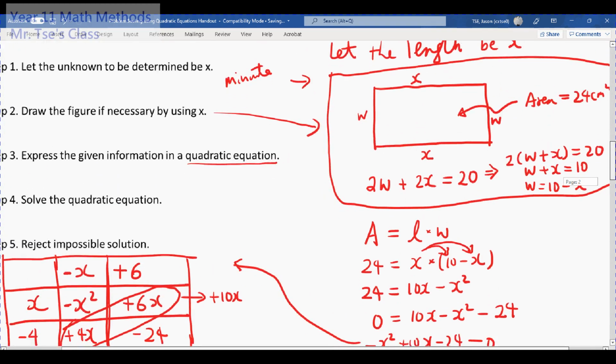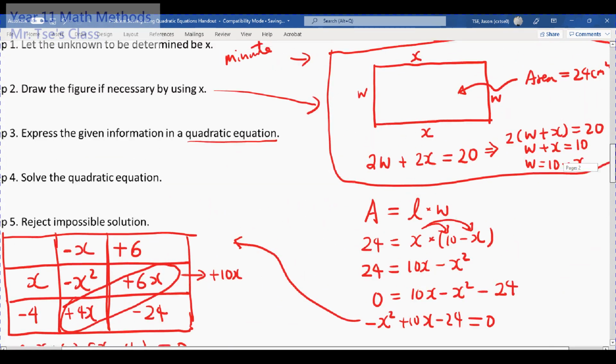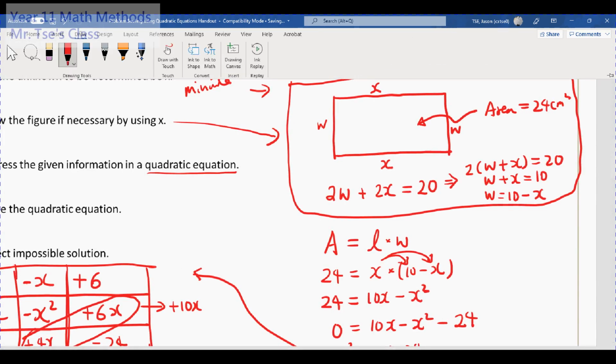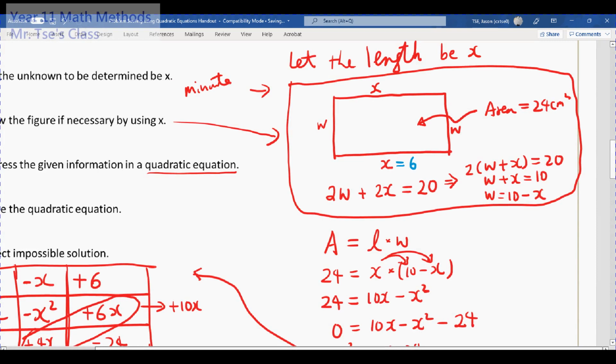So you can go back to see if x equals 6. So let's think about the situation a little bit more. Okay, so if x equals 6, what would w be? So we know that's the equation, w equals 10 minus x. So w equals 4. So it's okay because length is longer than width. So that means x equals 6 is qualified as an answer.